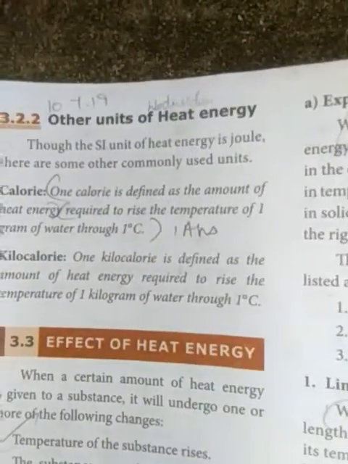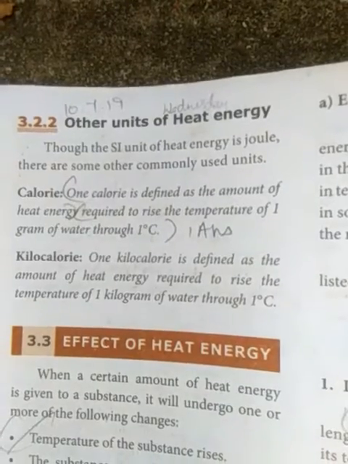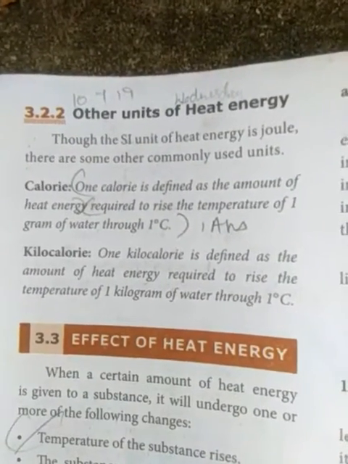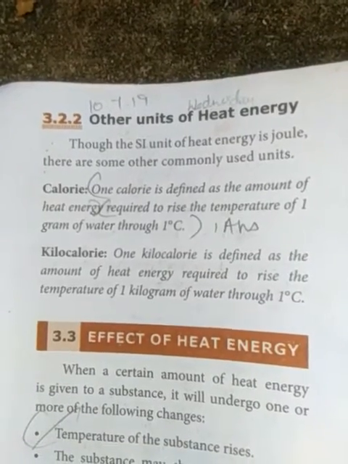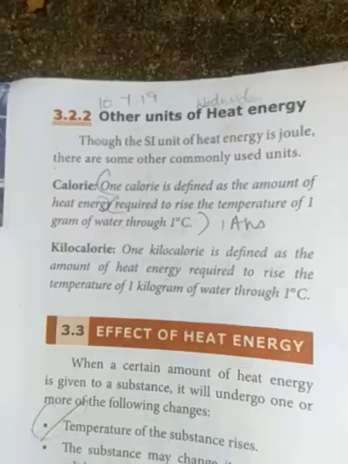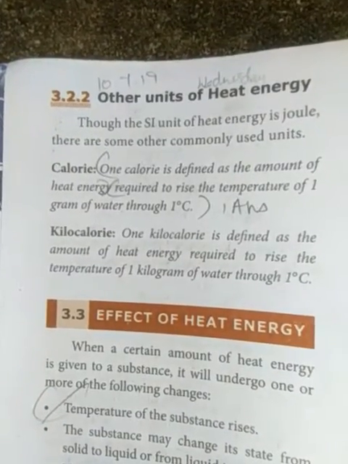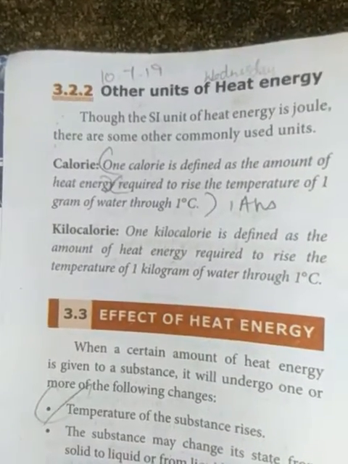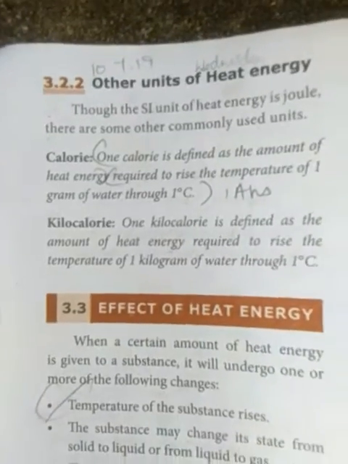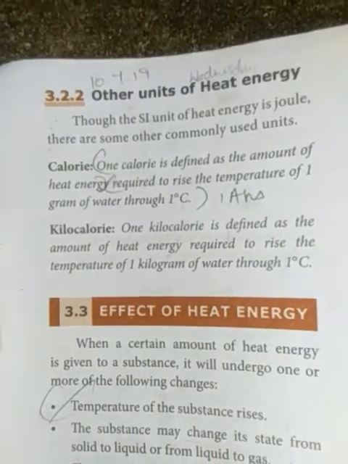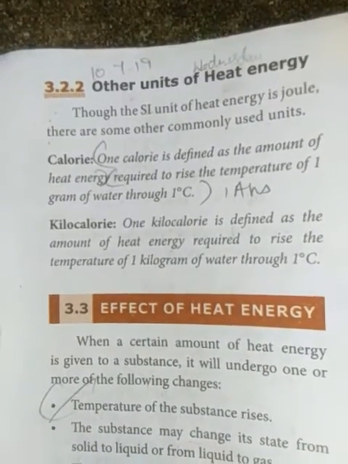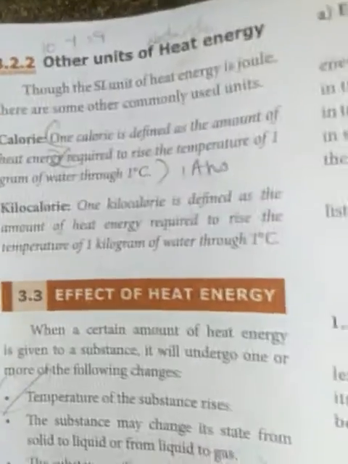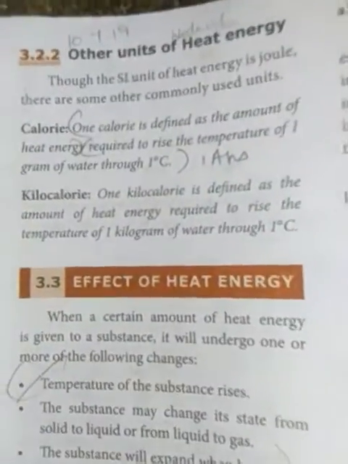Okay. So other units of heat energy. One is the calorie and another is the kilocalorie. What is the calorie? 1 calorie is defined as the amount of heat energy required to raise the temperature of 1 gram of water through 1 degree Celsius. 1 kilocalorie is defined as the amount of heat energy required to raise the temperature of 1 kilogram of water through 1 degree Celsius.